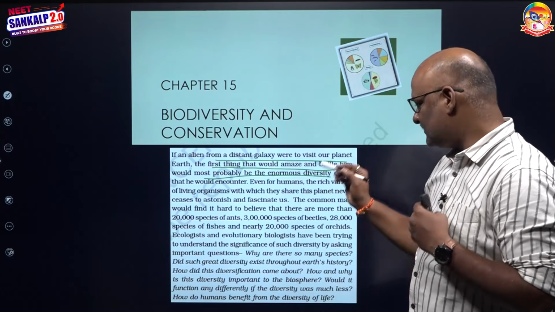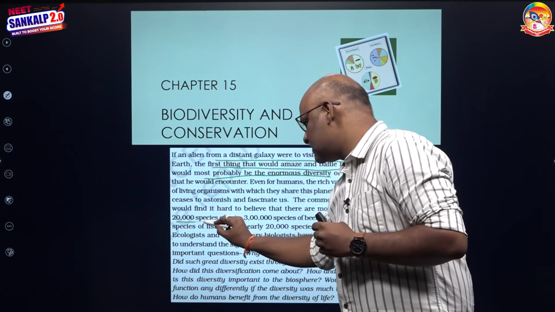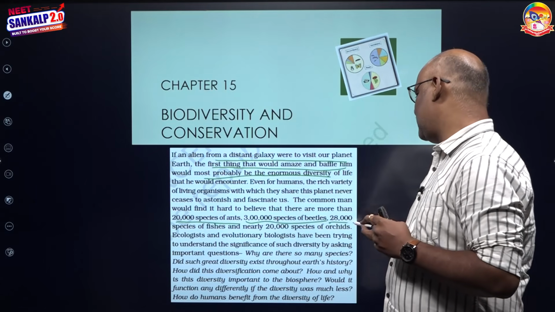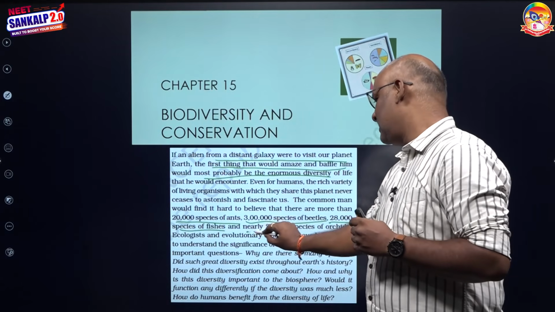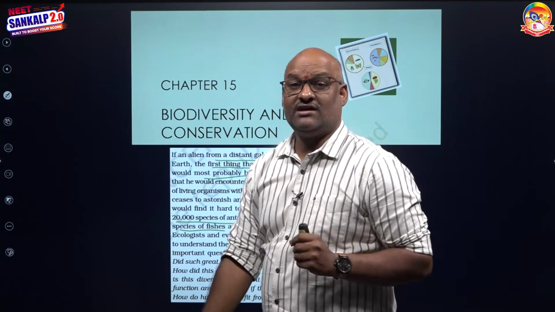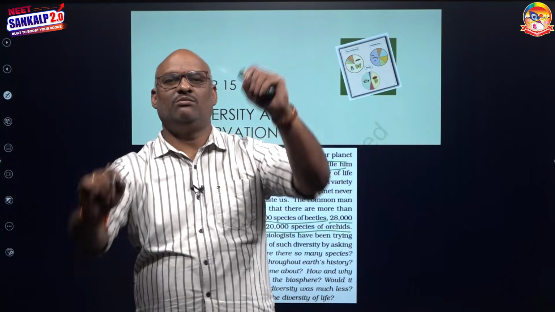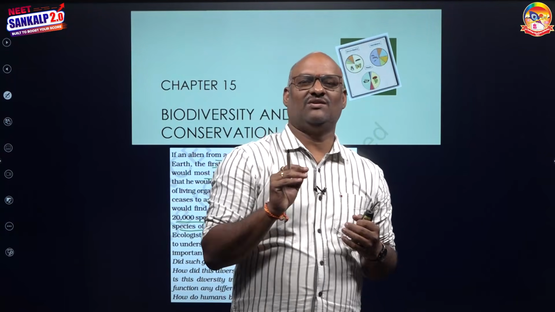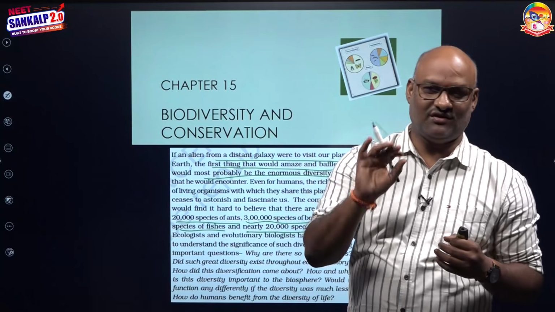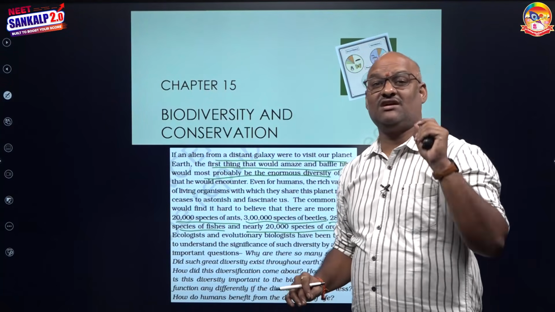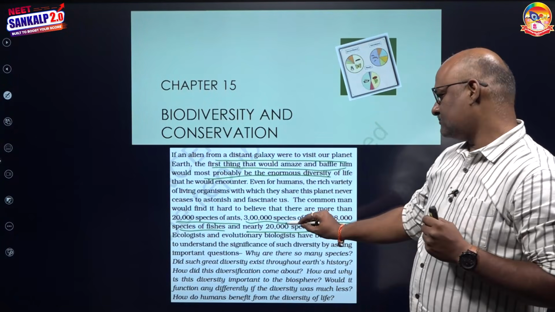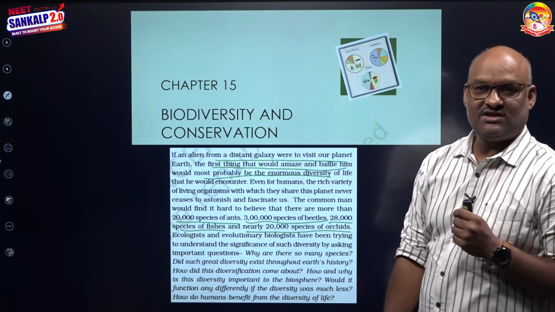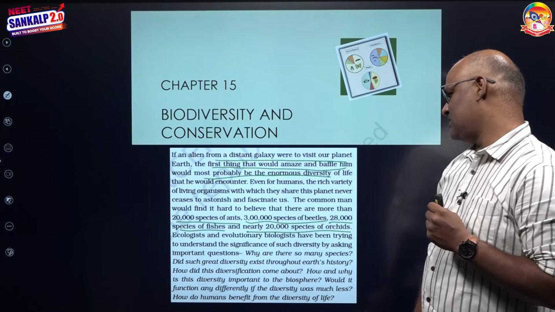Here you have to remember: 2 lakh species of ants, 3 lakh species of beetles, 28,000 species of fishes, and nearly 20,000 species of orchids. In this particular chapter there are so many numbers which you have to remember, and there is no change in that. You have to follow whatever NCERT says. All these numbers you have to remember carefully.